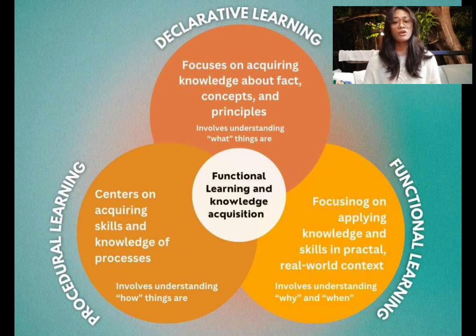Functional learning focuses on applying knowledge and skills in practical, real-world contexts. It involves understanding why things are done and when to use certain knowledge or skills. It also emphasizes problem solving and critical thinking. So in summary, declarative learning is about knowing facts and concepts, procedural learning is about knowing how to perform tasks, and functional learning is about knowing when and why to apply knowledge and skills in practical situations.